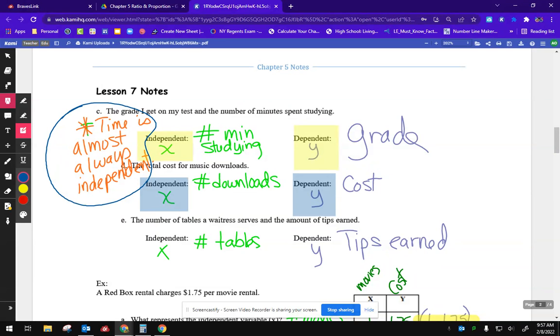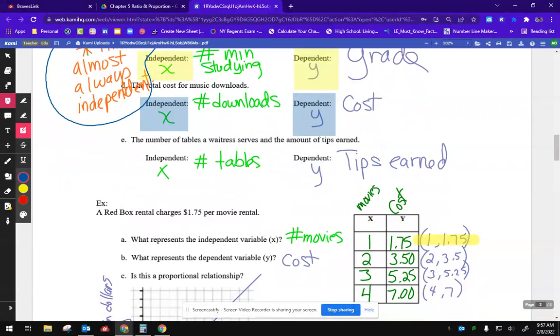The number of tables a waitress serves and the amount of tips that are earned. Slow night, a Tuesday, nobody goes out to dinner. You wait on 5 tables. You get some tips, right? Friday night, the place is packed. You wait on 50 tables all night. You're going to get more money? Well, yeah, unless they don't tip. But people do.